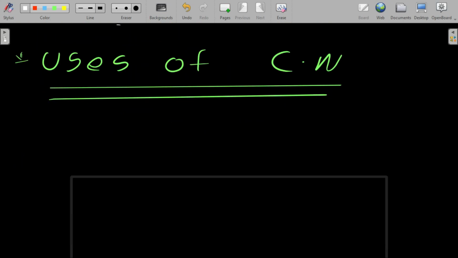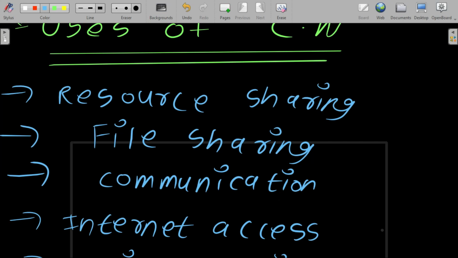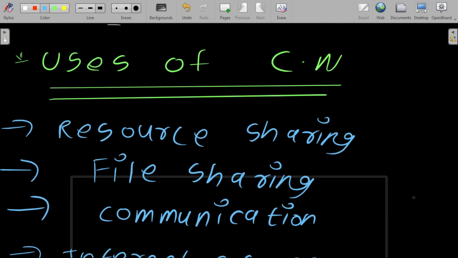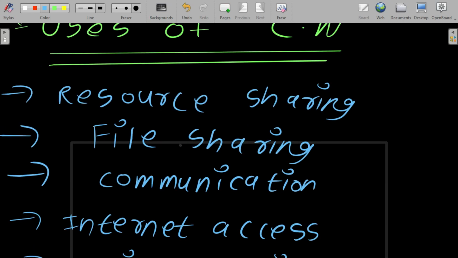These are some of the uses of computer networks. Let us discuss one by one. Resource sharing: many computers can use the same printer. This saves money. Example, a school may have one printer used by many computers. The second use is file sharing. Files can be sent from one computer to another. For example, sharing notes with a friend, like important notes of any subject. So use file sharing. Then communication: networks help people to communicate.